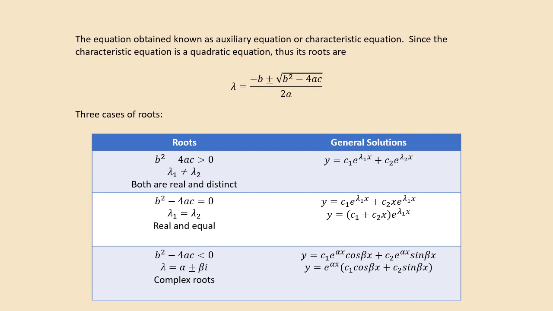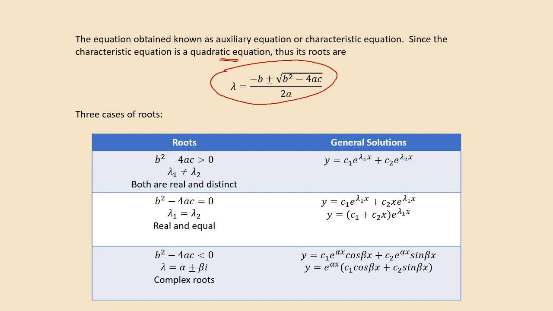Since the characteristic equation is a quadratic equation, we need to find the roots of the equation. So, how to find the roots of a quadratic equation? Firstly, you can factorize. Second, you can use completing the square. Or the third one, you can use the formula. So, this is the formula to find the roots of the equation. Actually, right now, you can directly use your calculator to find the roots of a quadratic equation.